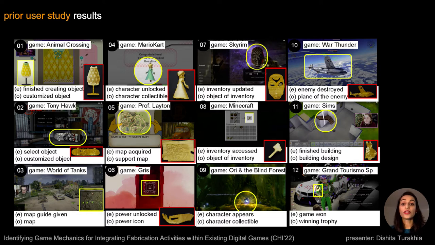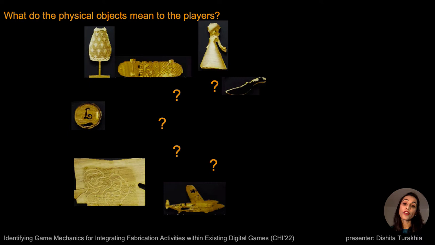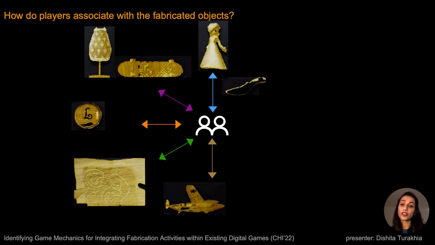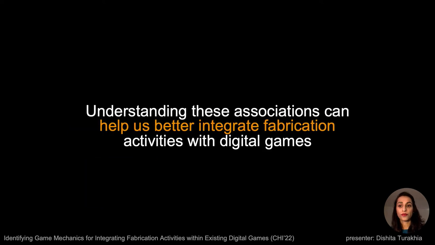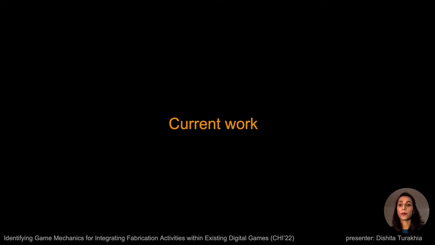While it was great to see so many objects being fabricated from existing games, we were very interested in understanding what these fabricated physical objects mean to the players. In other words, how do players associate with these fabricated objects? And the reason we care about this question is because from a game design perspective, understanding these associations can help us better integrate fabrication activities with digital games.